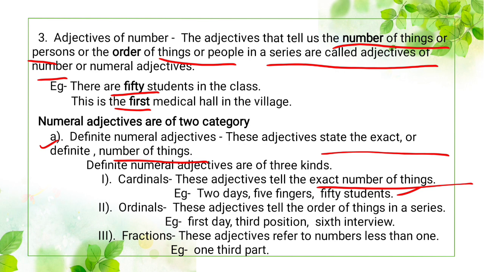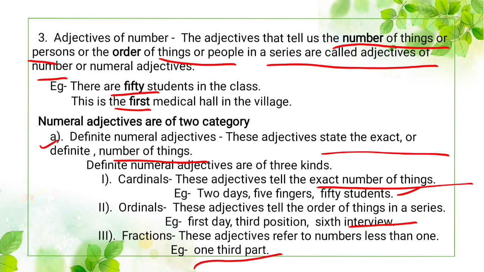Second one is ordinals. These adjectives tell the order of things in a series. Example is like first day, third position, sixth interview and so on. Third one is fractions. These adjectives refer to numbers less than 1. Example is like 1/3 part.